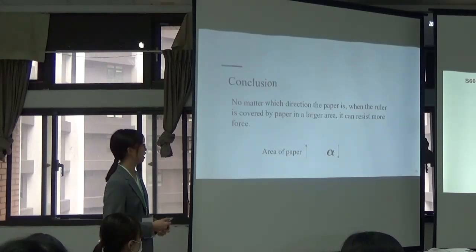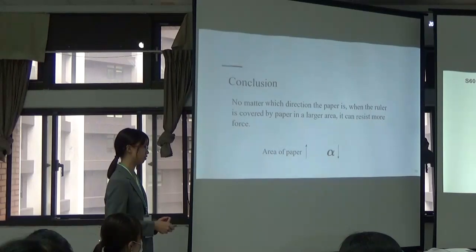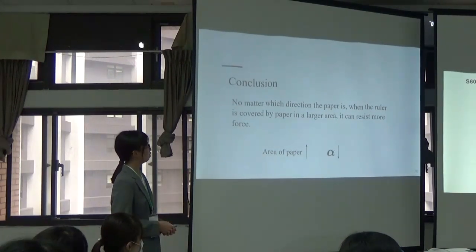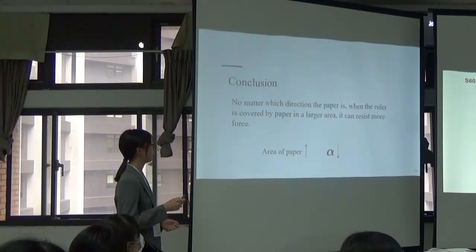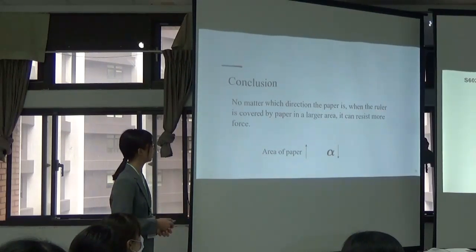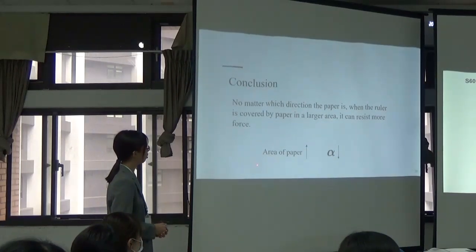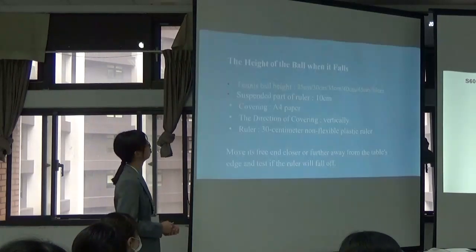So we can see that no matter which direction the paper is, vertical or horizontal, when the ruler is covered by paper over a larger area, it can resist more force, which also matches our theory. The area of the paper is bigger, so the angular acceleration is lower.